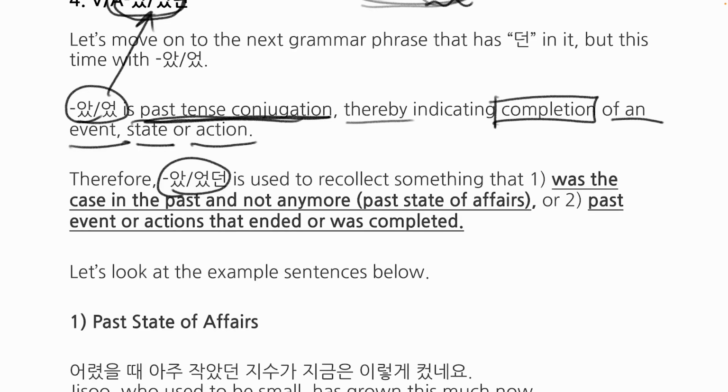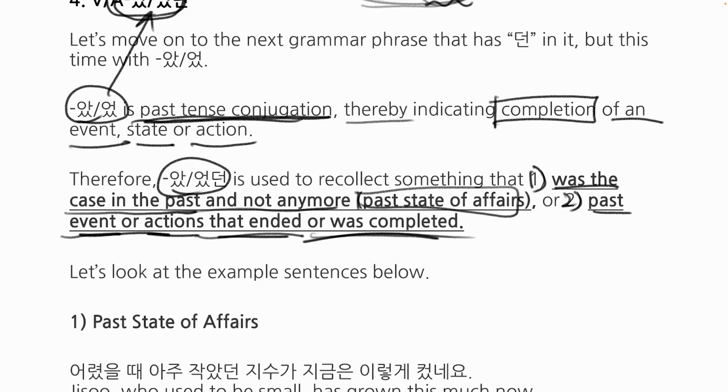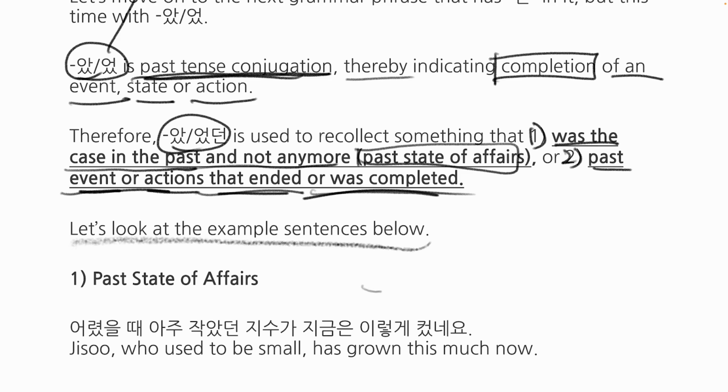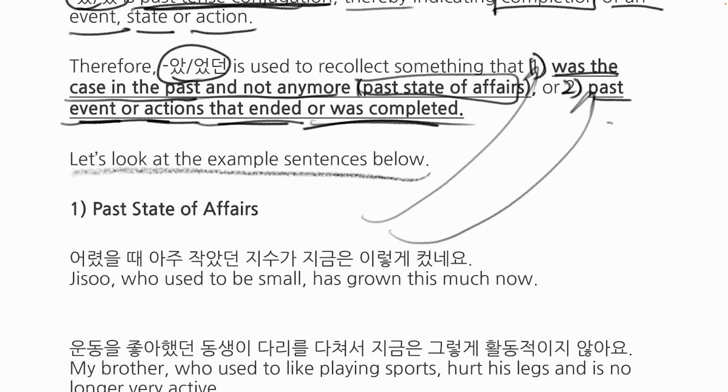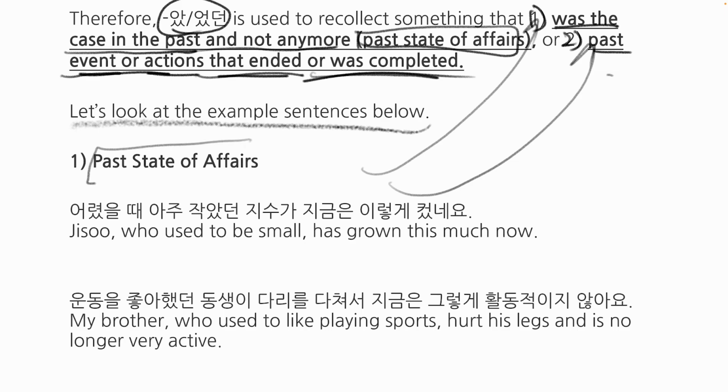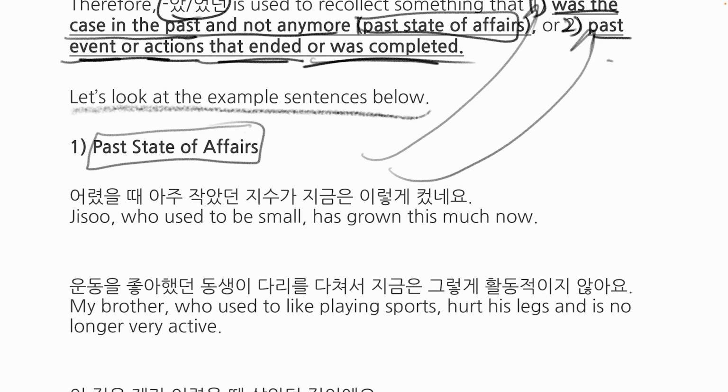So 았었던 is used to recollect something that first was the case in the past and not anymore, past state of affairs, or the second one, past event or actions that has already come to an end, that was already completed in the past. So let's look at the example sentences below that apply to each case. So let's look at the example sentences that apply to past state of affairs. So we're not gonna break down the whole sentence, but only the phrase that has 던 in it.